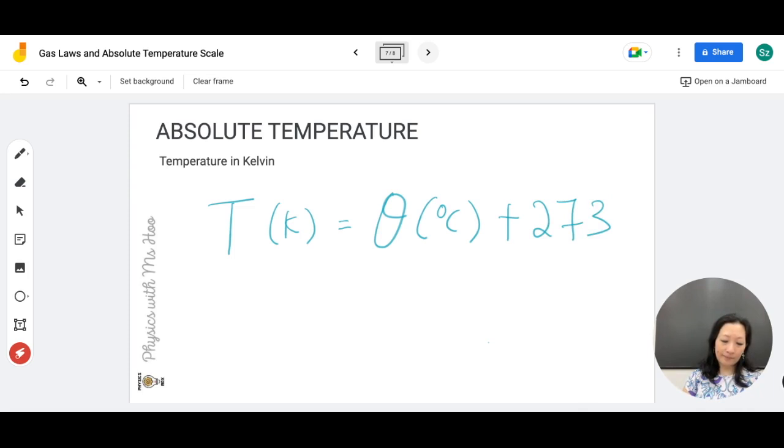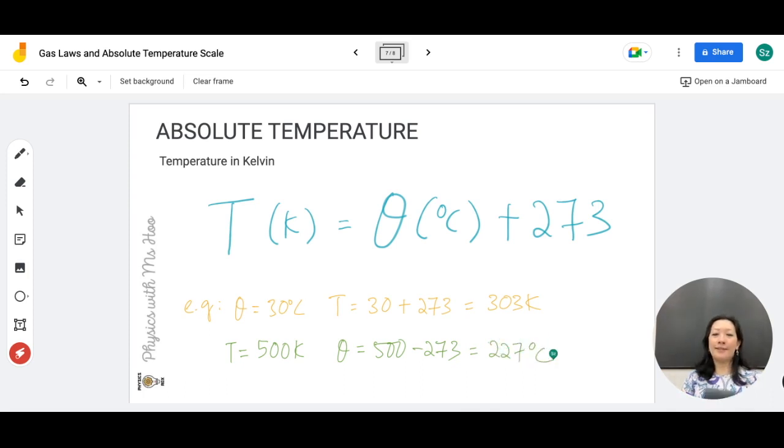For example, if you have a temperature of 30 degrees Celsius, that means the value in Kelvin is just 30 plus 273, and that's how you get 303 Kelvin. If you have to work backwards, for example if you have a temperature of 500 Kelvin, to get the value in degrees Celsius, it's just 500 minus 273, and you get 227 degrees Celsius. And that's how you get temperature in Kelvin from degrees Celsius and vice versa.